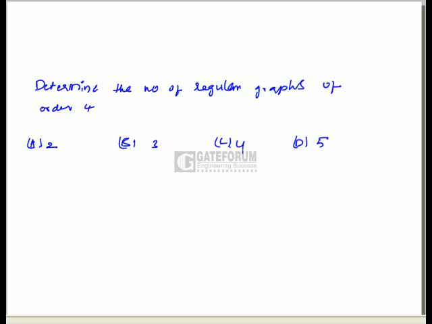Here we have to find the possible number of regular graphs of order 4. To solve this particular problem, first of all we need to know what is a regular graph. A regular graph is a graph in which the degree of each and every vertex is the same.